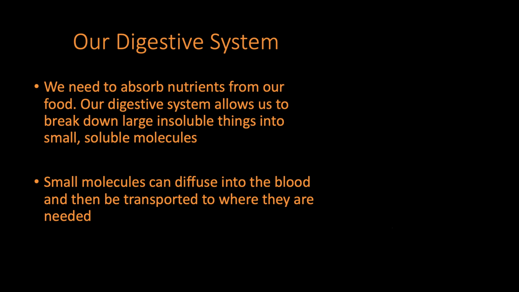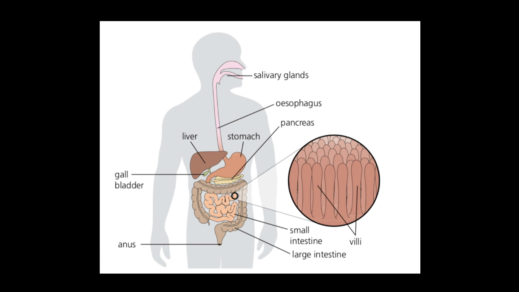One example of an organ system is our digestive system. The purpose of it is that we need to absorb nutrients from our food. This allows us to break down large insoluble bits of food into small soluble molecules, which we can dissolve, absorb, and then use. Small molecules can diffuse into the blood and be transported where they're needed, but the large insoluble molecules cannot. Here is our digestive system. Let's talk through the individual parts and their functions now.